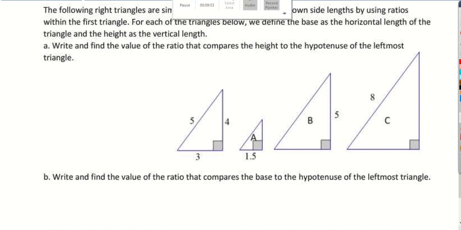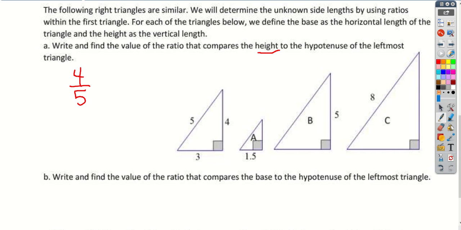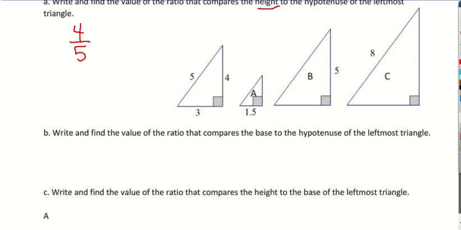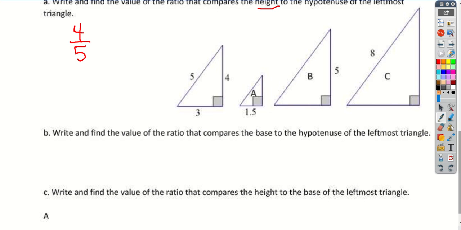I think we're missing something there. Hold on. Compares the height to the hypotenuse of the leftmost triangle. So the height would be 4 to the hypotenuse, which is 5. Now in part B, find the value of the ratio that compares the base to the hypotenuse of the leftmost triangle. So the base is 3 and the hypotenuse is 5.